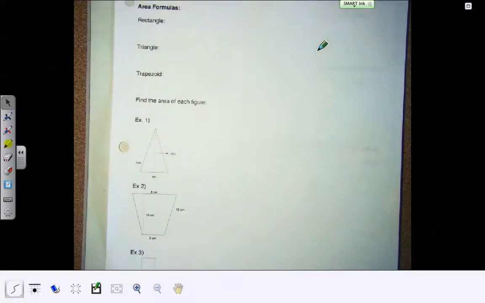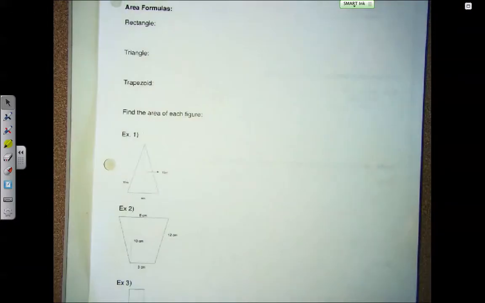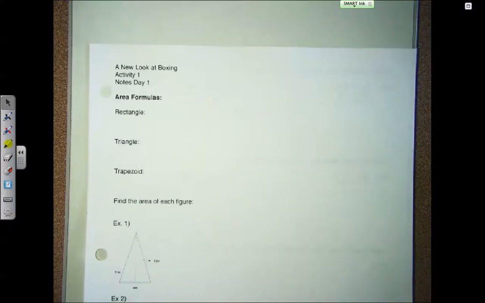All right, ladies and gentlemen, beginning of this unit, we are looking at geometry. The unit is called A New Look at Boxing. So we're going to be looking at area, total surface area, area required to cover something such as a box. So we're going to start with the basics today. And we're looking at finding area of two-dimensional polygons.